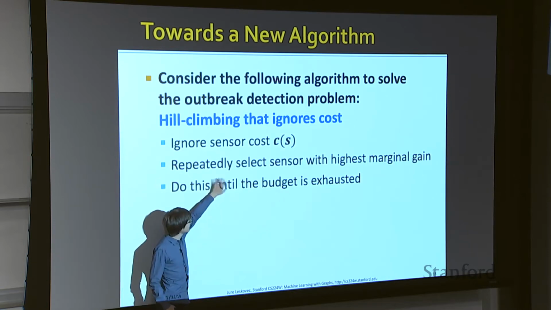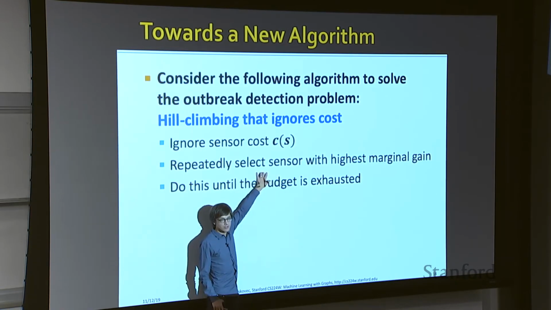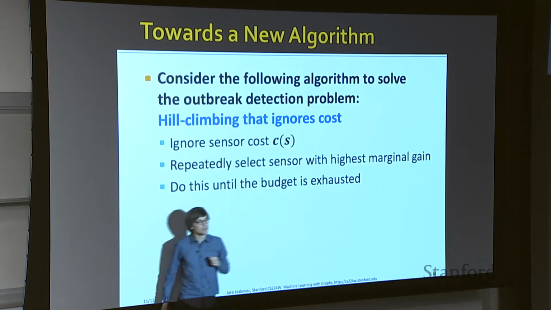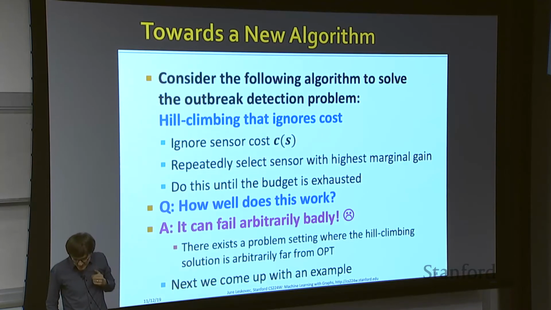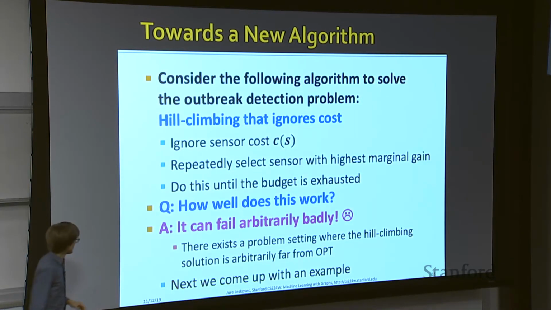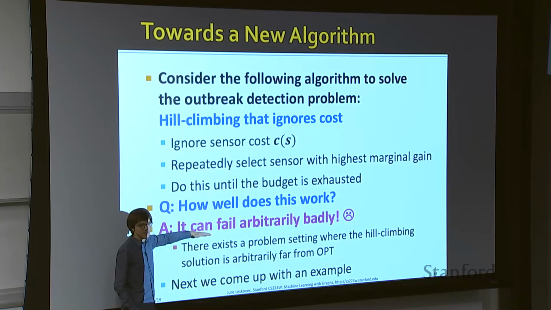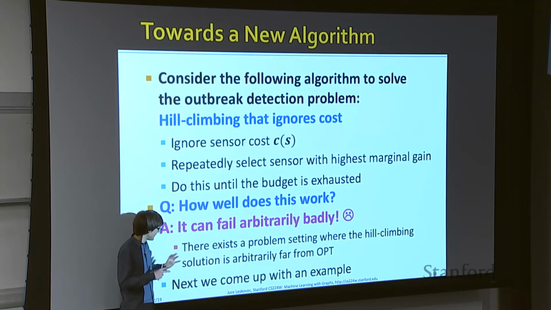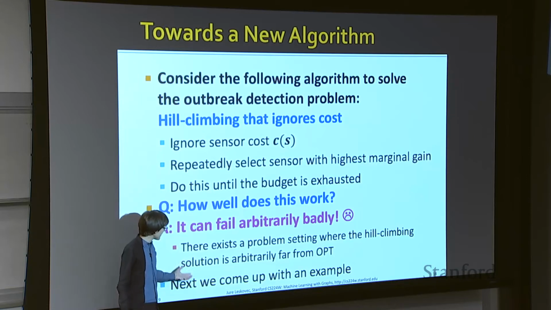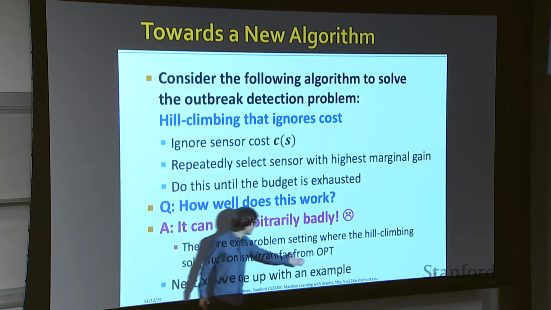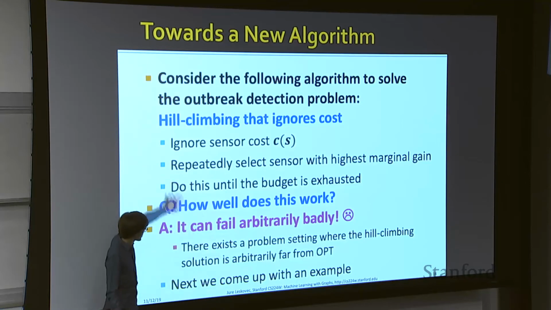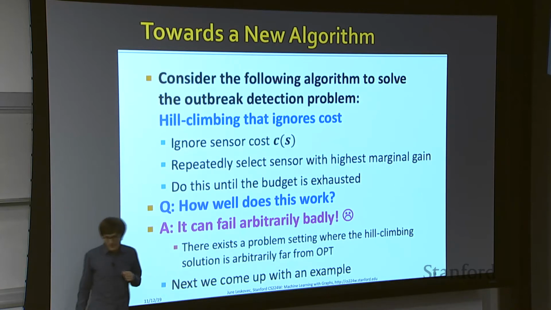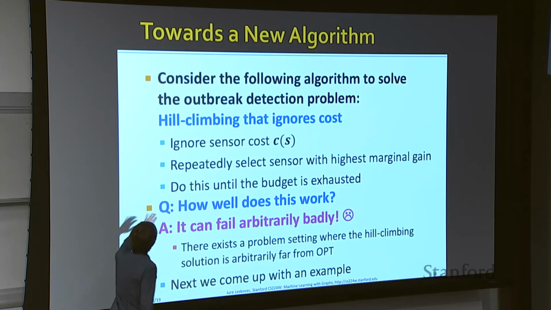It's like when I select, I only select based on how good the sensor is. At that time I ignore the budget, but I keep doing this until I run out of money. Okay, and this would be one approach. And I'll show you that this can fail arbitrarily badly. It means that there exists a problem setting that is a bit intricate, but for this problem setting, our solution can be arbitrarily far away from the optimal solution, right? So this approach will be arbitrarily bad. So let's come up with an example that shows that this is really a bad idea.